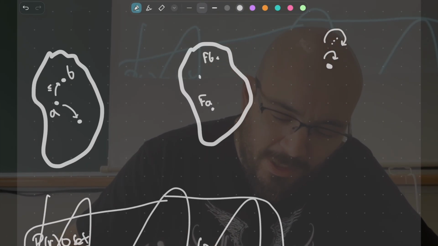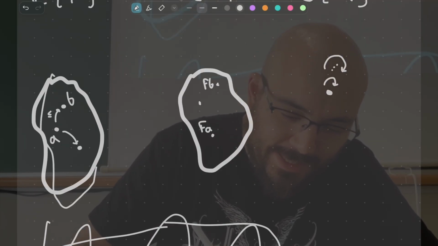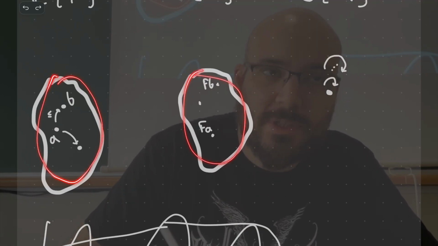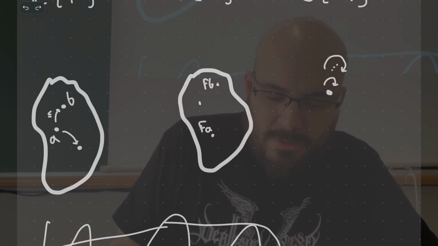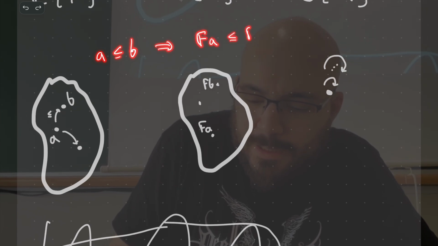So this amounts to what? I'm looking essentially at a function from the underlying set of this poset to the underlying set of this poset, in other words, a function such that if you have an arrow from A to B, then you want to have an arrow from F(A) to F(B).